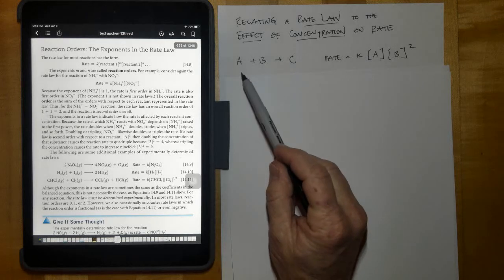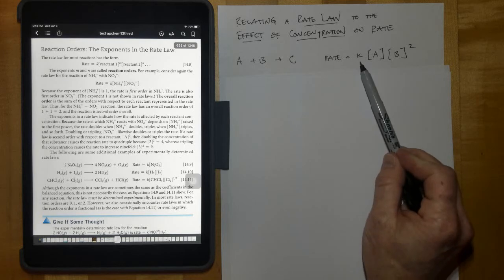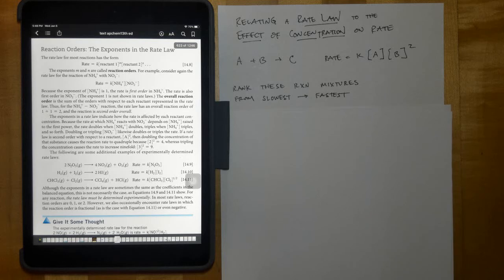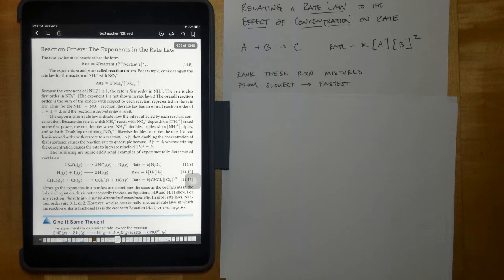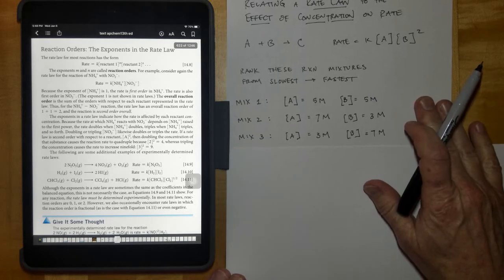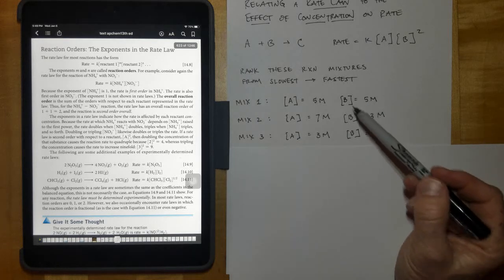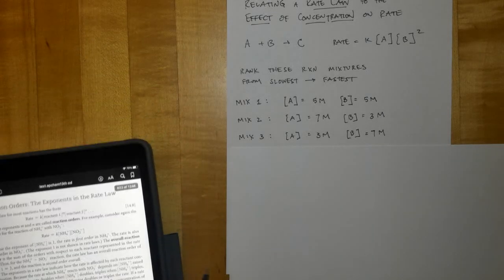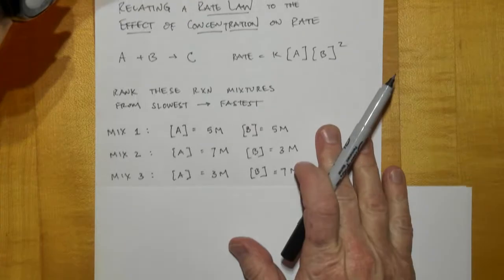So here we have a made-up reaction, A plus B goes to C, and here is its rate law. Rate equals K, A to the first power, B to the second power. Rank the reaction mixtures below from the slowest to the fastest. So I'll give you a second to write these down. Here are three different mixtures of concentrations of A and concentrations of B. I'm going to move this out of the way and zoom in on it a little bit better, so we can just focus on the problem.